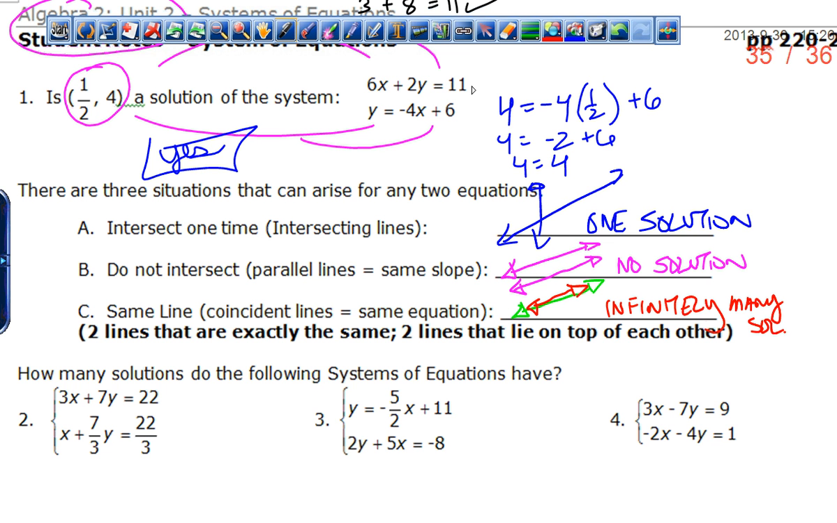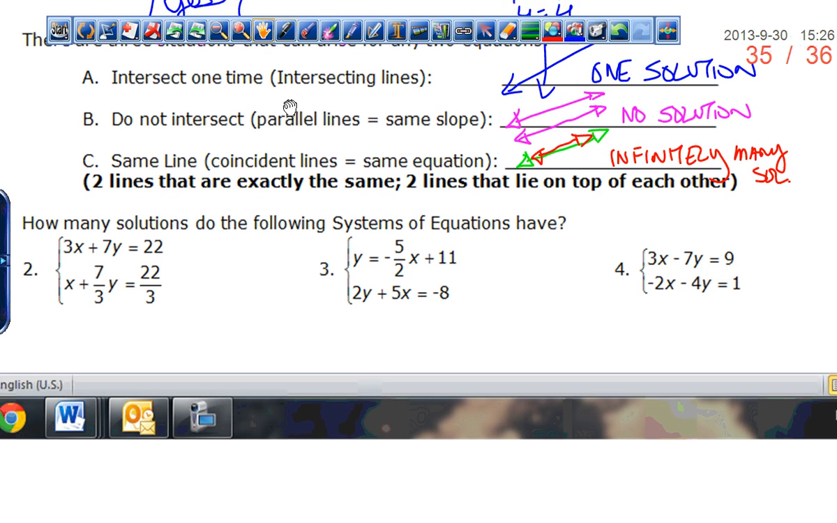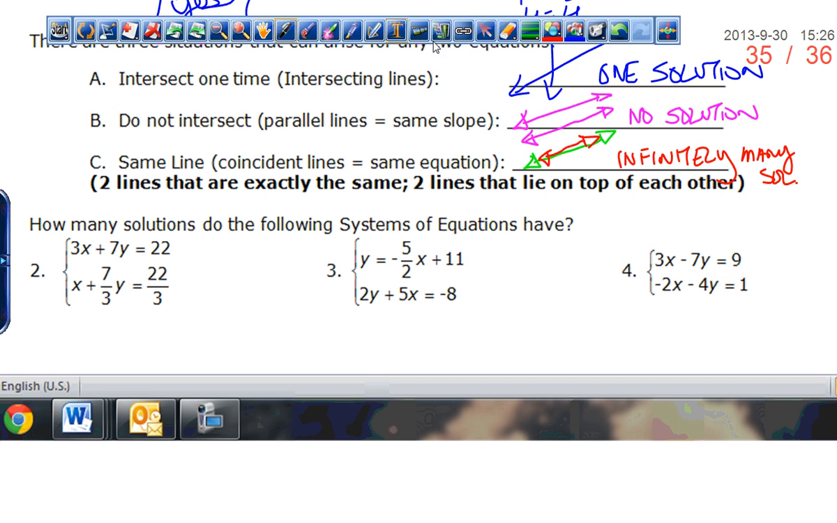Okay, so for 2, 3, and 4, all we're trying to figure out is how many solutions they have. Eventually, we'll get to figuring out what the solution is, like in number 1. But first, we just want to figure out how many solutions there are. So hopefully, by just looking at the equations, we can tell.